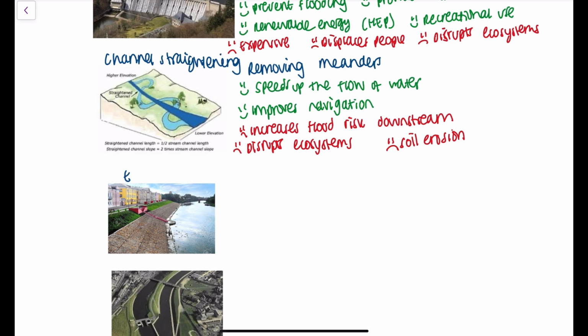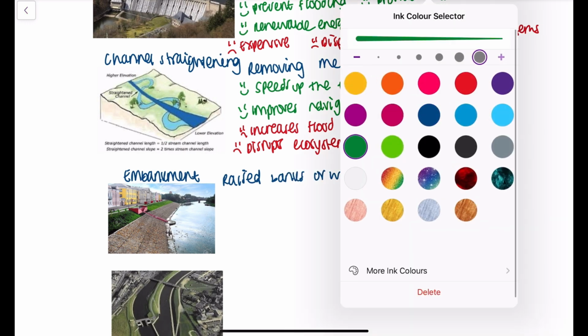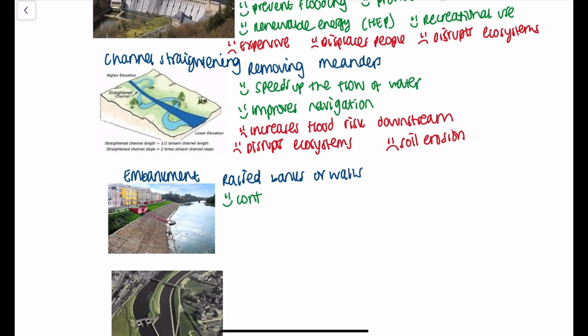We then have embankments, and these are raised banks or walls built along the sides of a river, and they act as a barrier to prevent floodwater from spilling onto the surrounding land. The benefits of this is that obviously it can contain floodwaters, which protects nearby properties. It's usually in urban areas too.